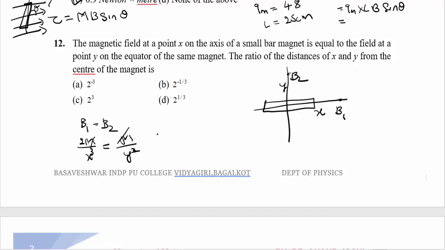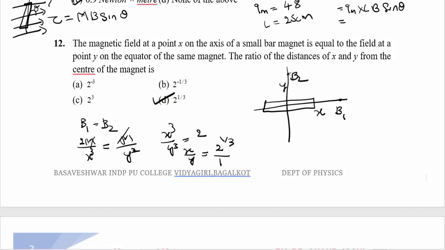So if you take this ratio, x cube by y cube equal to 2, then x by y equals 2 raised to 1 by 3 divided by 1, which means it is 2 raised to 1 by 3. So the correct option is D, 2 raised to 1 by 3.